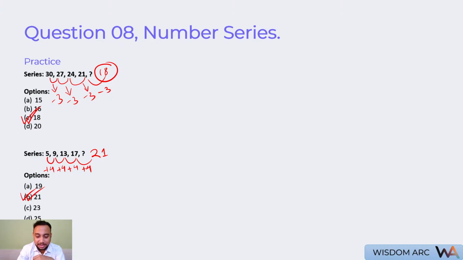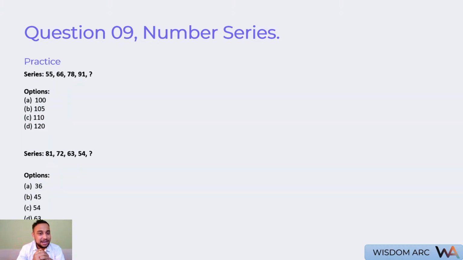With that said, here we go to our second last question of the day. Now I want you all to solve the questions and give the answer in the chat box. So what's the difference between 55 and 66? It's 11, obvious. But what's the difference between 66 and 78? It's 12. Now, what's the difference between 78 and 91? 13. Everywhere the number is adding in increasing order. So after 13, what will come? 14, obvious.